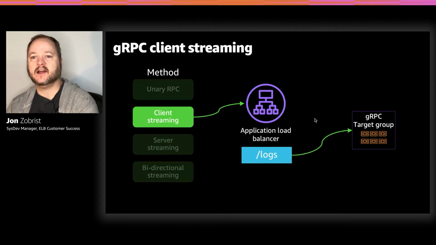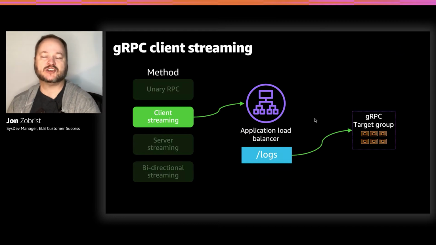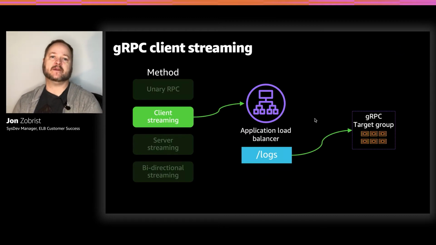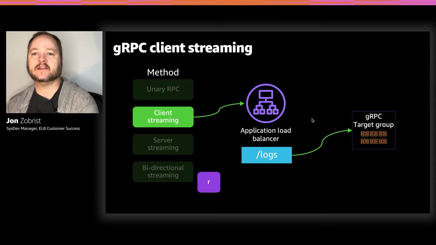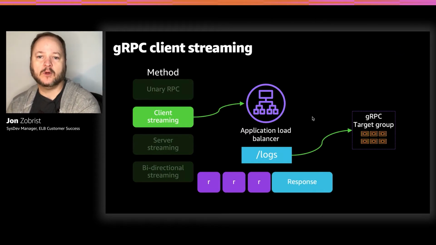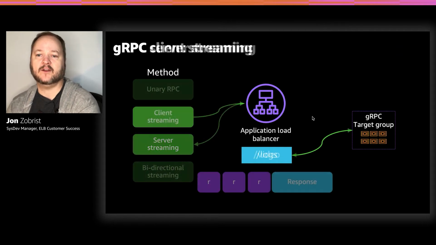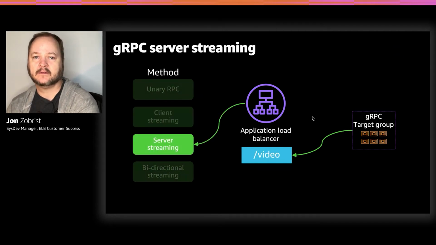Then we're going to have a client-side streaming workload. This could be something like streaming information about my application, performance information, or logs to the target group that is gRPC. We're going to send multiple requests from the client and then ultimately get one response back.